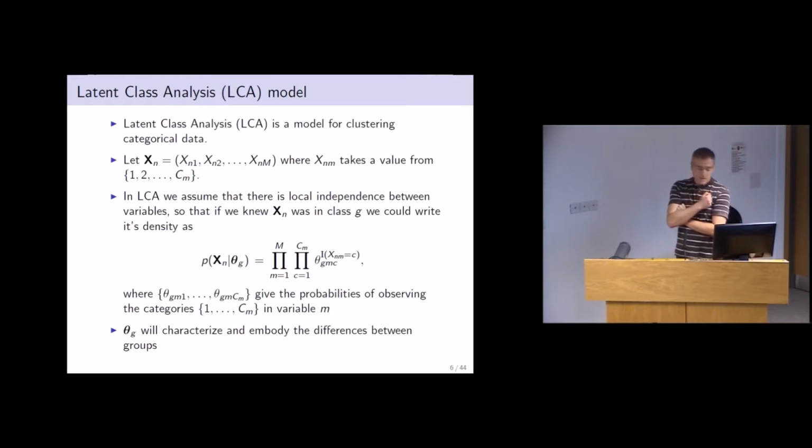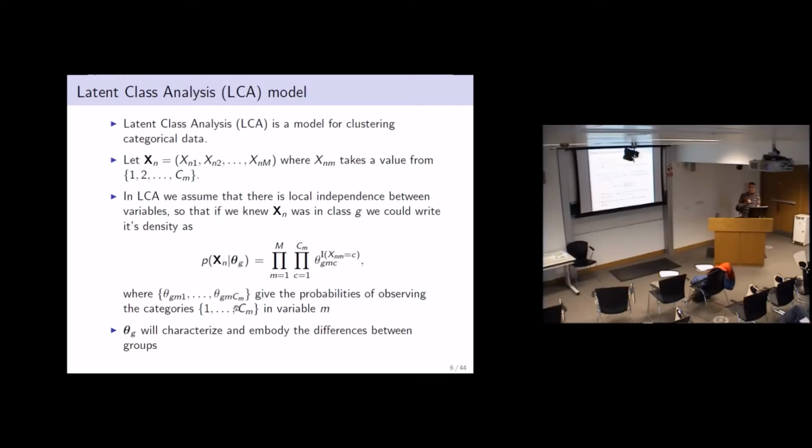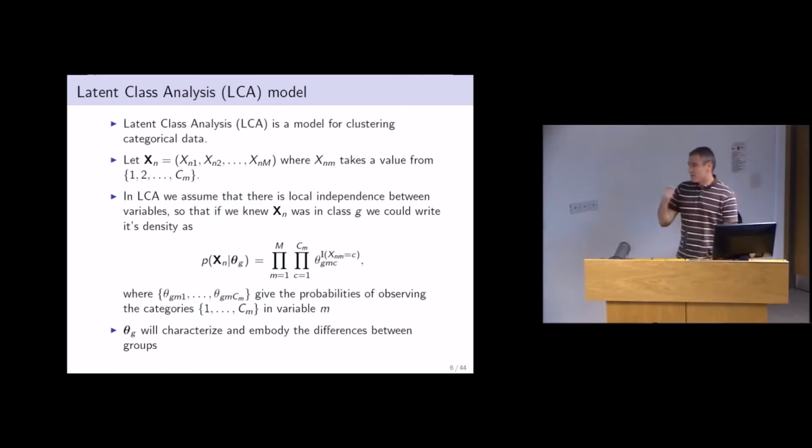Somebody that belongs to group g, for variable m, is going to take value c, whatever value, because it's a categorical random variable, with probability theta_gmc. So theta_gmc is the probability that somebody from group g, for variable m, takes the value c. They're just independent multinomial, or effectively Bernoulli random variables in the case of binary data. These values of theta_gmc are going to be very important for telling us the difference between groups, because it's telling you the probability of observing category c for variable m for somebody who belongs to group g.